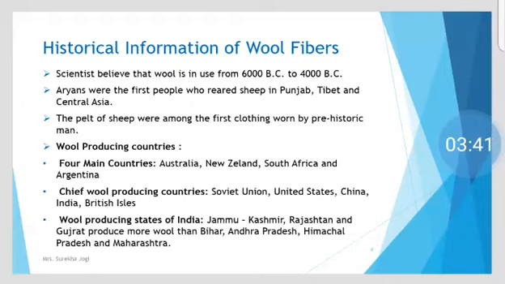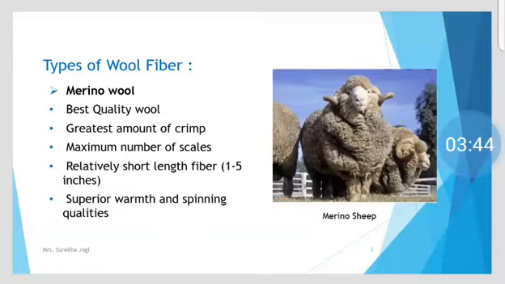Now let us proceed to another point, that is types of wool fibers. Wool fibers are classified according to its origin, quality and age of sheep. Here origin means origin of the sheep, quality means inferior or superior quality and age means whether the sheep is 12 months below or whether its age is above 12 months, whether it is 1 year sheep or 2 year sheep, etc. Now first is merino wool.